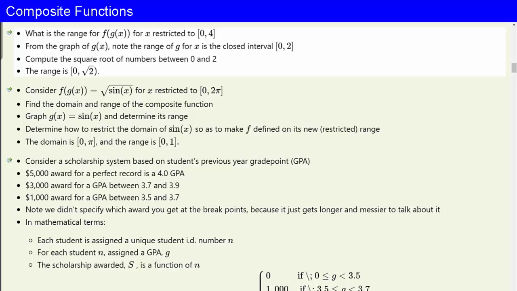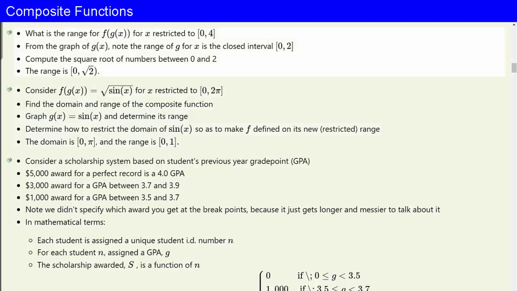From the graph of g of x, we see that the range of g for x so restricted is the closed interval [0, 2]. Just look at the y values of points on the graph for x restricted to the interval [2, 4]. So to compute the full composite function f of g of x equals square root of g of x, we are computing the square roots of numbers between 0 and 2. So the range of the composite function is just the closed interval [0, root 2].